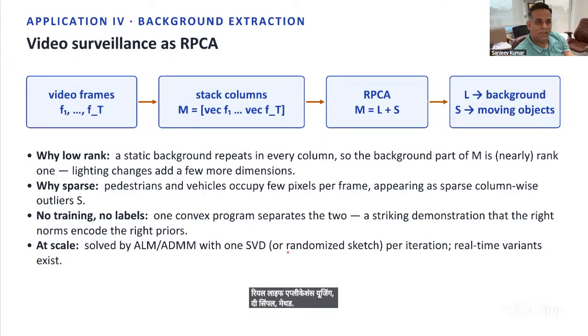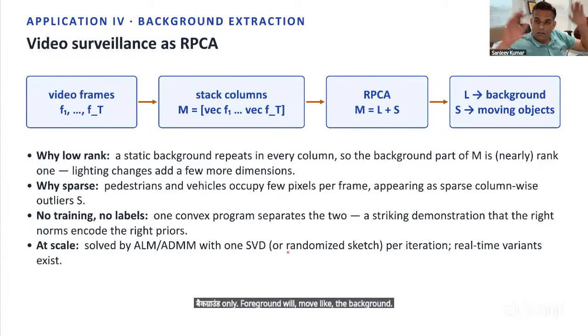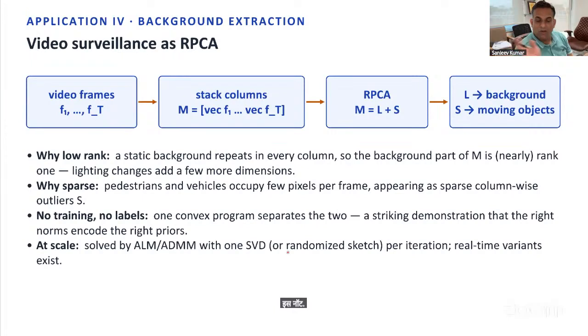There are many more applications, but I don't want to go into them. Take background extraction in a movie. A video has a sequence of frames, a sequence of images. In this sequence of images, only the foreground will move. Like the background behind me is not moving, only I am moving. So how to extend this?